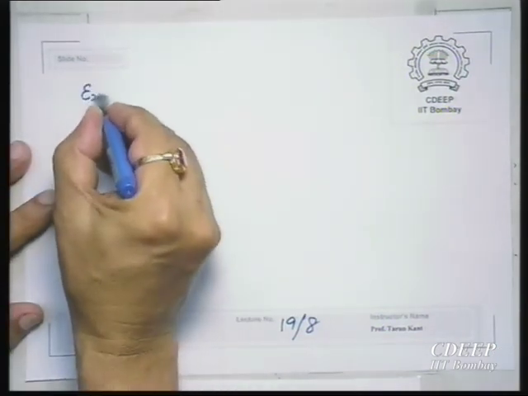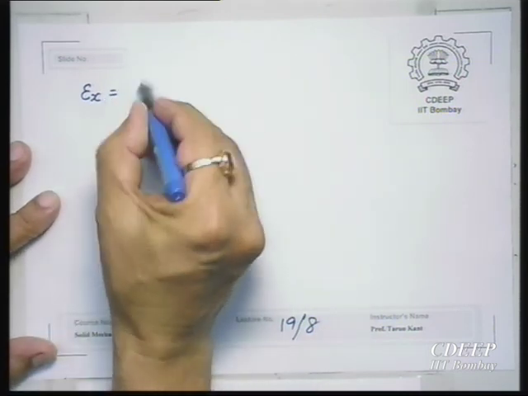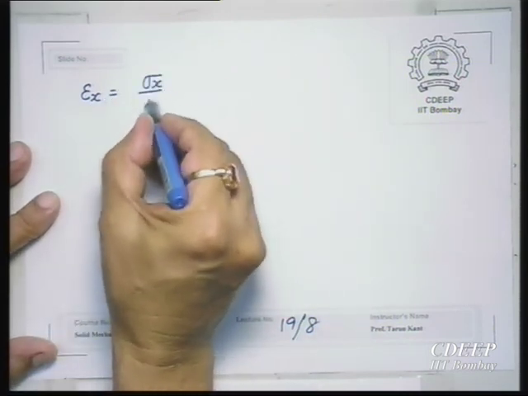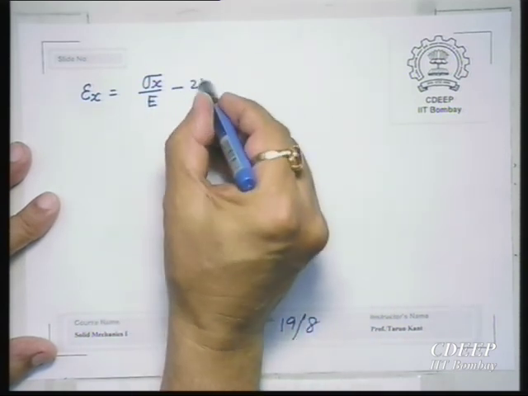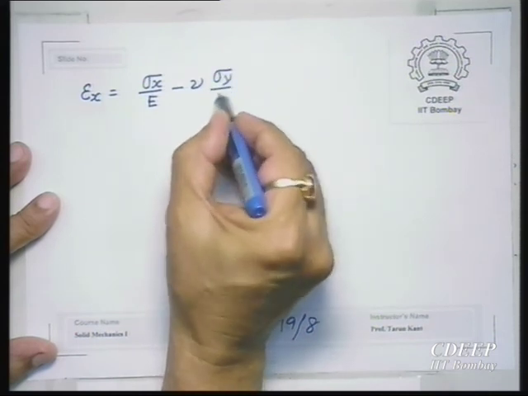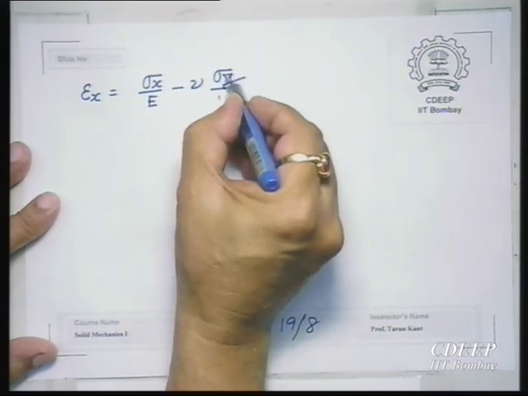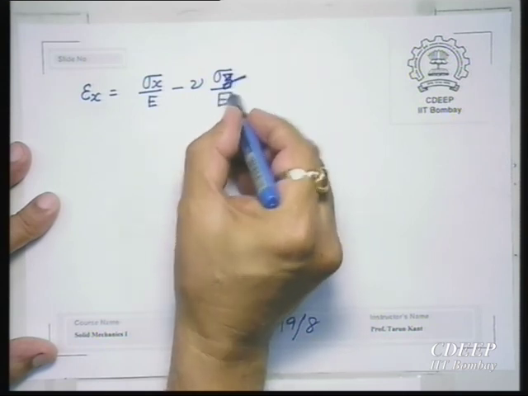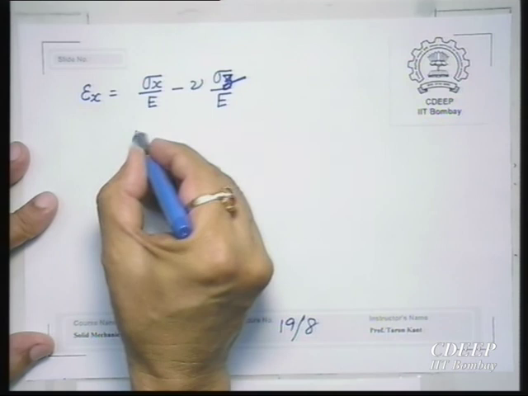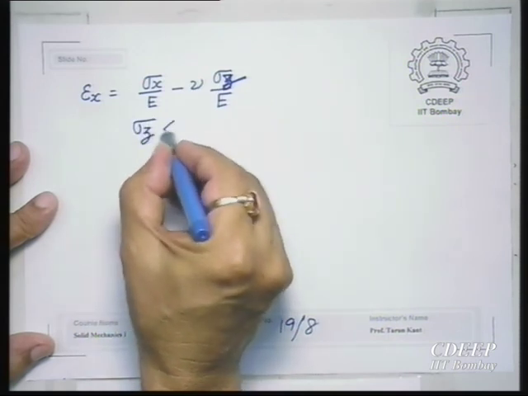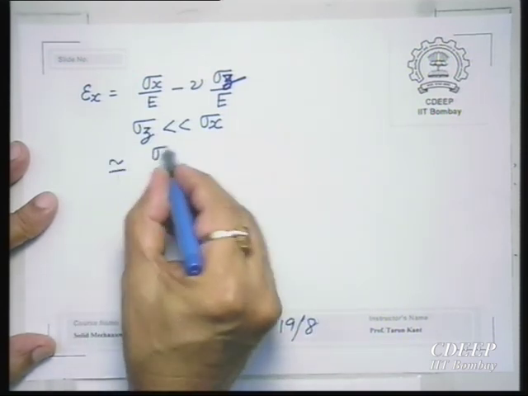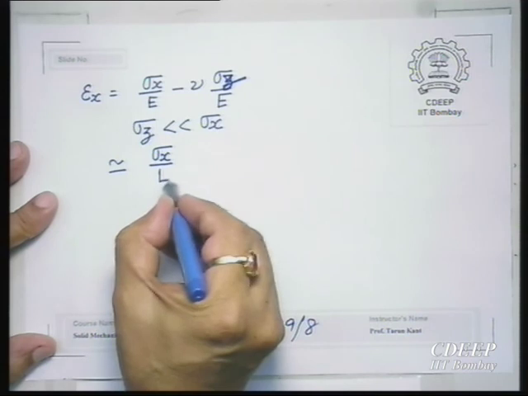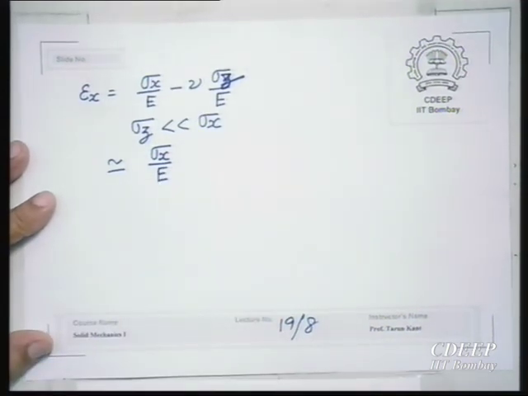So far, now what is Hooke's law? Now what is epsilon x? Epsilon x is sigma x by E minus nu times sigma z by E, because here we are considering x and z. Now here I am considering that sigma z is small compared to sigma x. Therefore, this will be equal to only sigma x by E. So my Hooke's law gets simplified.